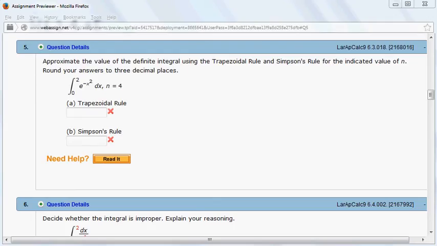Okay, let's look at the homework 6.3, 6.4, problem number 5. So we want to approximate this definite integral using the trapezoid rule and Simpson's rule. So let's do that.